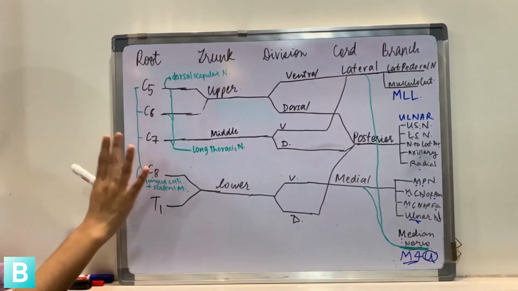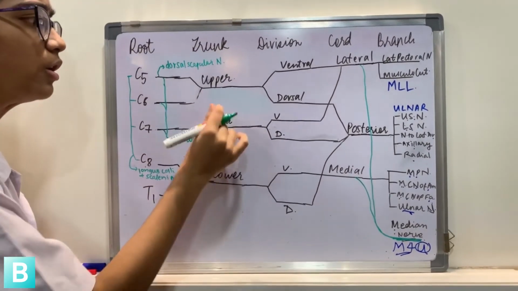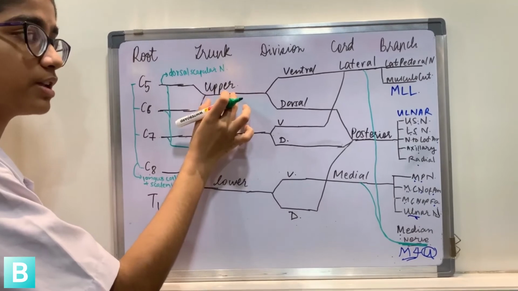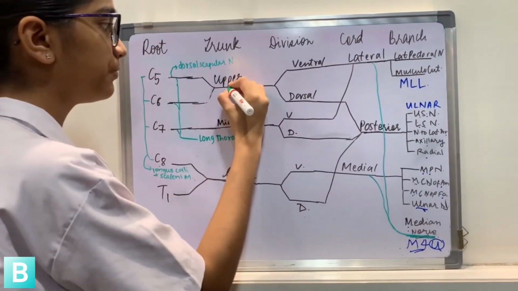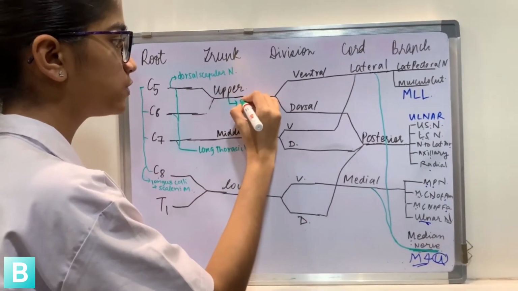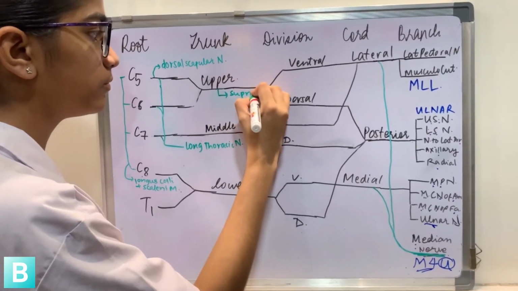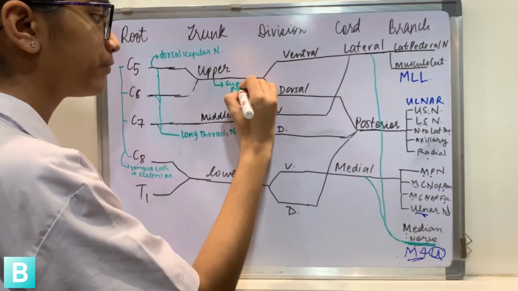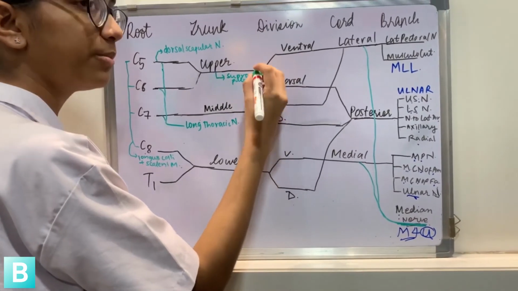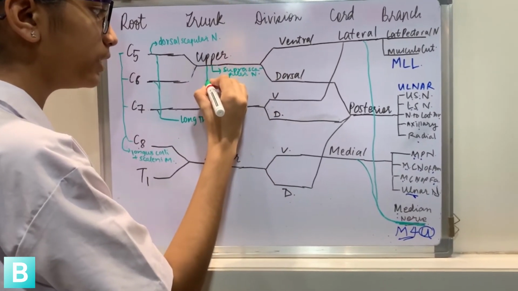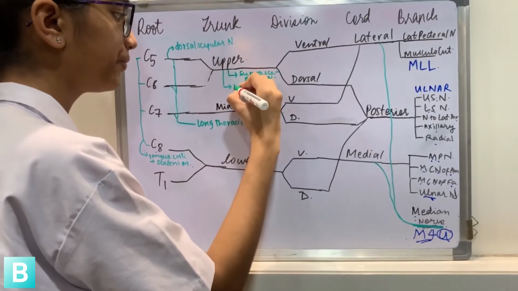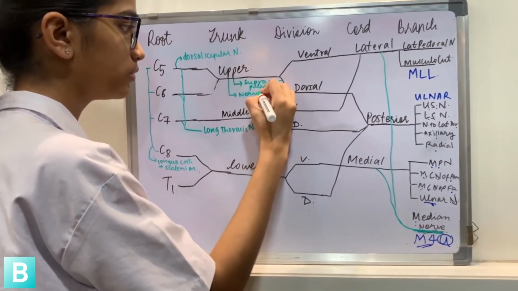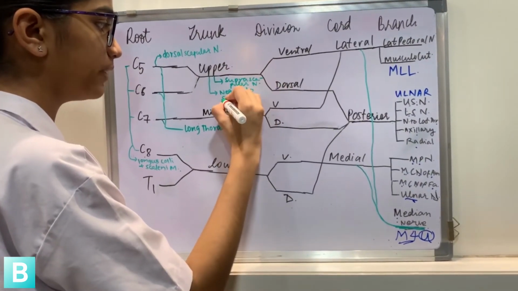So these were the branches of the roots. Coming to the trunk, only the upper trunk gives off branches that supply muscles. So first one we have the suprascapular nerve, and the second branch that comes off is the nerve to subclavius.